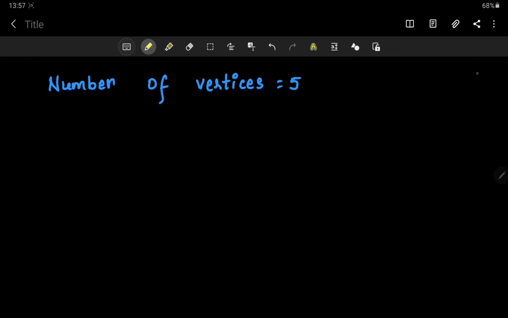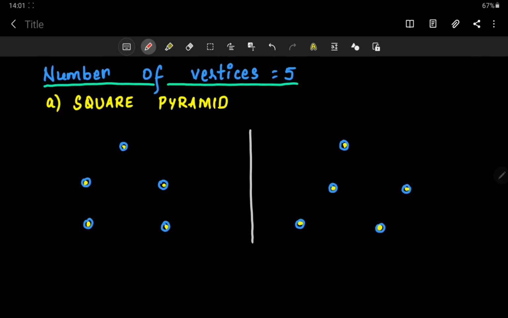There are 2 different polyhedra, square pyramid and a trigonal bipyramid. I'll start with a square pyramid one. In the square pyramid, there are 4 vertices that form a square base and 1 vertex on top. So I'm joining that square base to the top vertex. That gives 4 edges. The bottom vertices or the basal vertices give the remaining 4 edges. Altogether there are 8 edges.